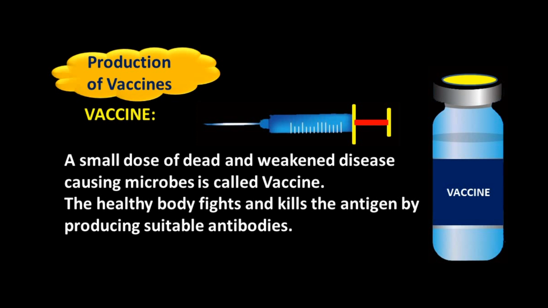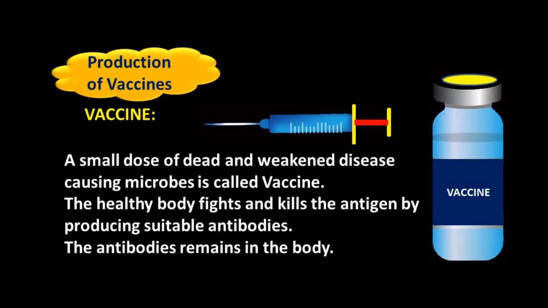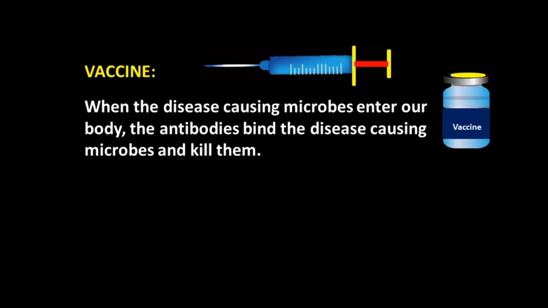When they enter our body, it activates our immune system, which produces suitable antibodies to kill the pathogen. Pathogen means disease-causing microbes. The antibodies remain in the body. When disease-causing microbes enter our body, the antibodies bind to them and kill them.